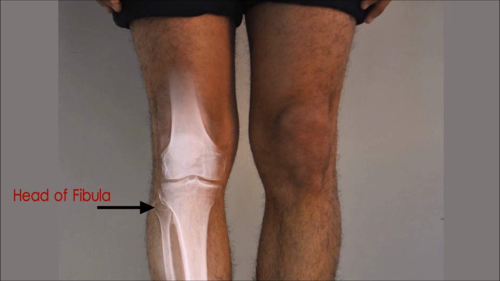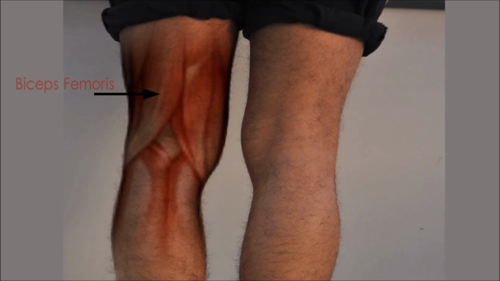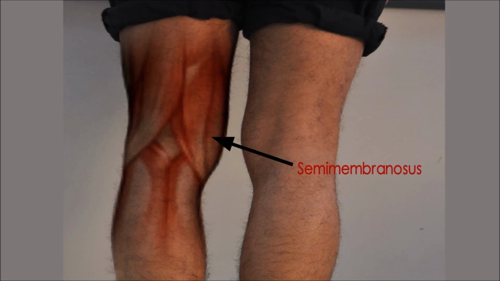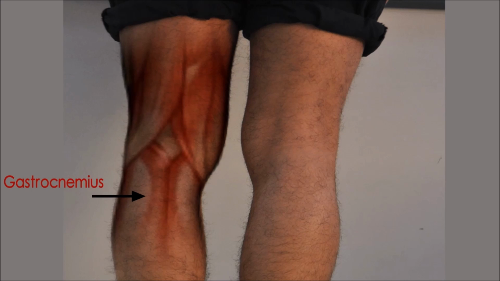Head of the fibula, vastus lateralis, vastus medialis, biceps femoris, semimembranosus, semitendinosus, gastrocnemius. The popliteal fossa is a gap between the inferior hamstrings and the superior calf muscles.